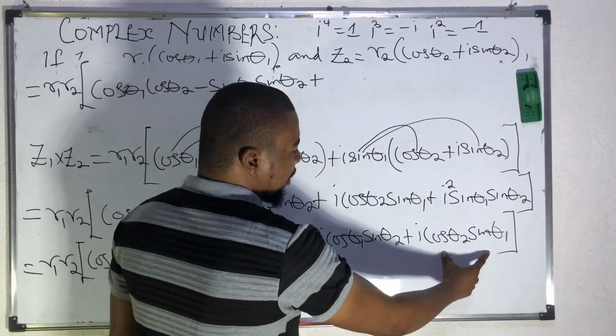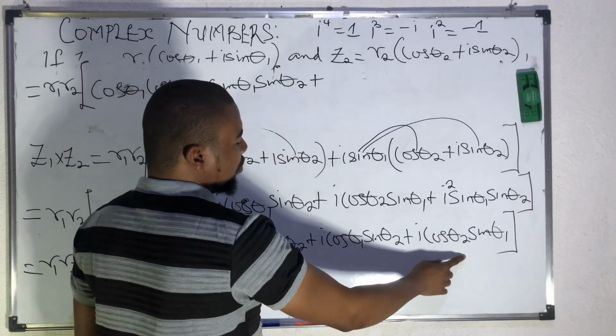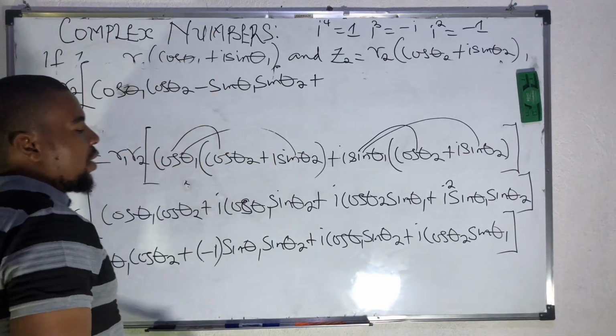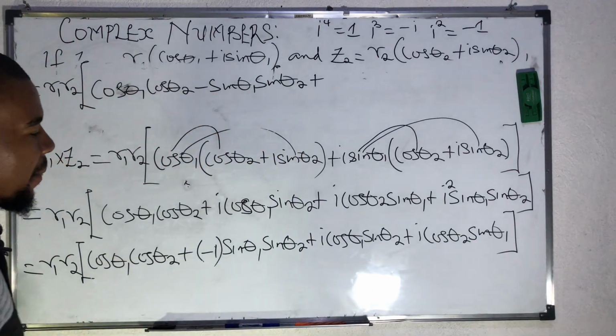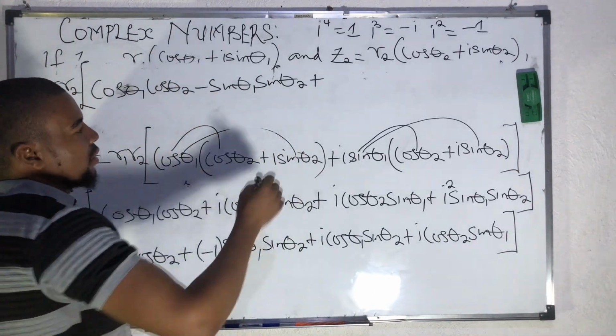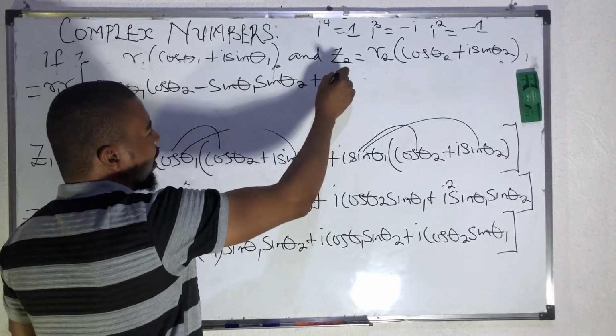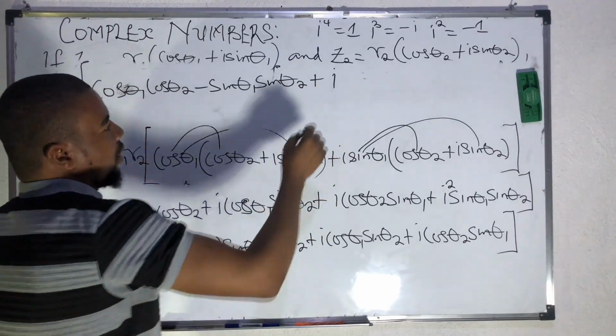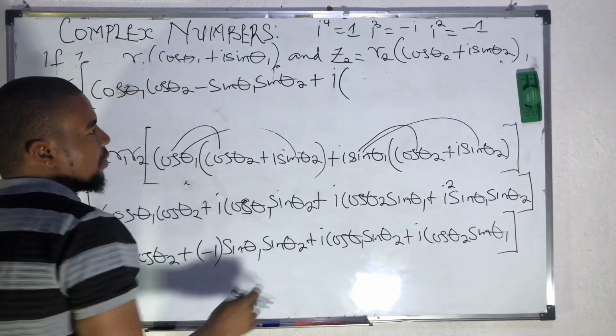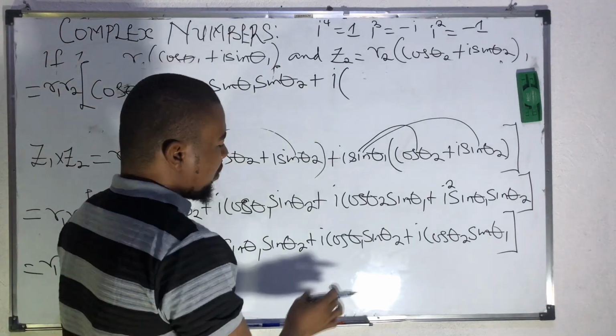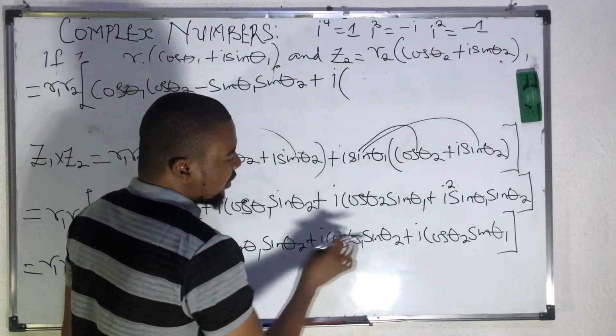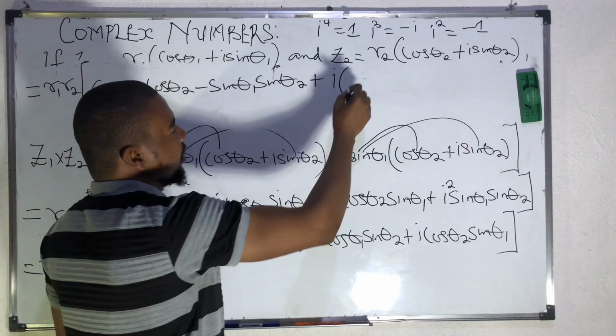We also have an I on the second term, which is cos theta 2 sine theta 1. We can factor out the I to make it easier for us. Let me factor it out. If I factor out the I, it's now going to multiply everything inside the bracket. And what is remaining? We have cos theta 1 sine theta 2 remaining if we factor out the I.